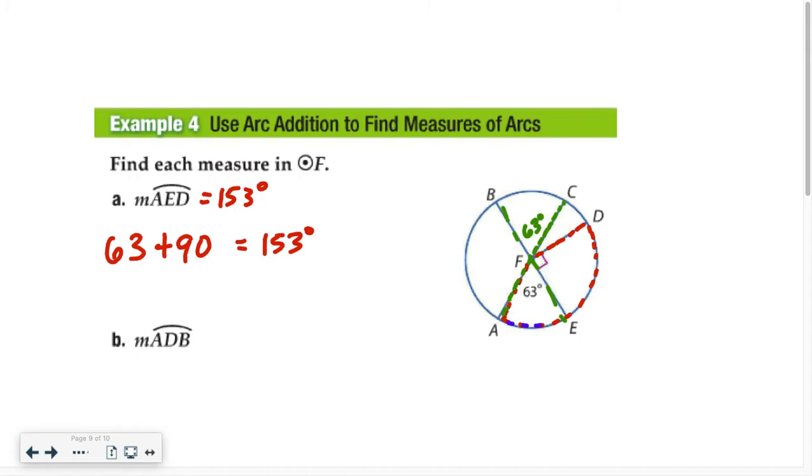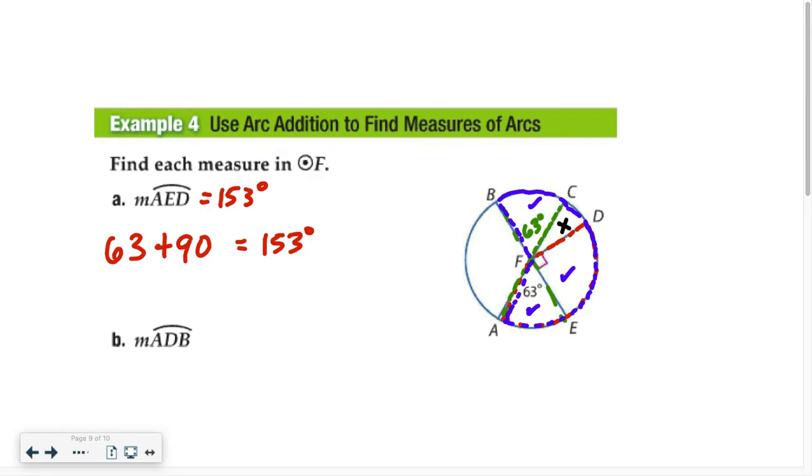So A to D and around to B. We know this arc is 63. We know this arc is 90. We know this arc is 63. Obviously we're going to add all three of those together, but we still need to know this arc CD. We don't know what it is, because we're going to have to add all four arcs together.